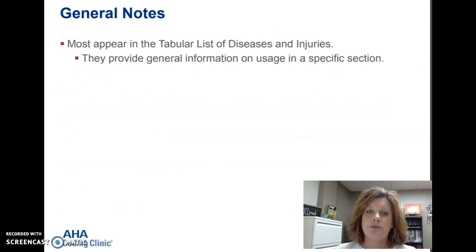So general notes, what are they? They appear in your tabular list, again, not the alpha, the second part. They just provide general information on usage in a specific section. So you can go into your tabular list in your book, and you will see different information that will explain maybe that disease or that injury a little bit better.